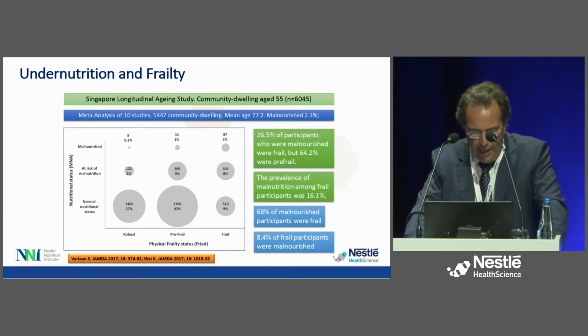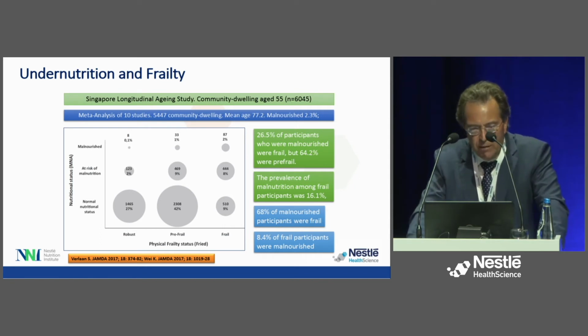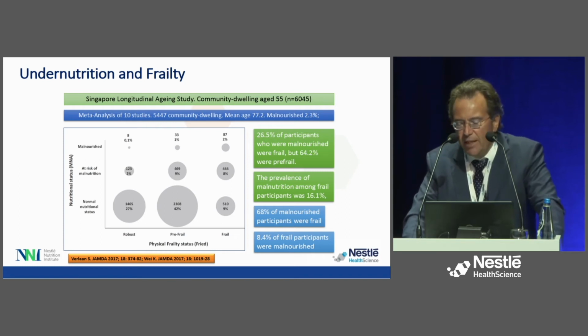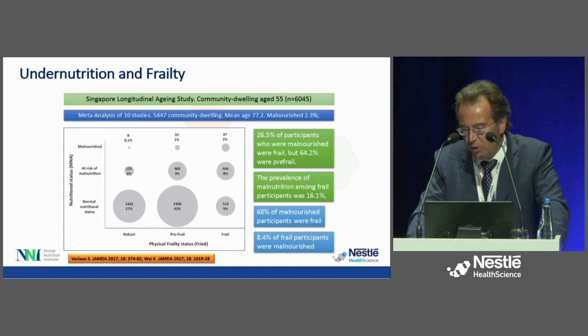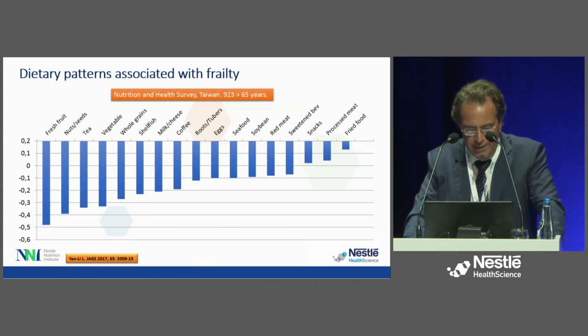And in the same year, a meta-analysis was published of 10 studies with almost 6,000 community-dwelling older adults. And they stated that 68% of malnourished participants were frail, and that 8.4% of frail participants were malnourished. So again, they are related, but they are not the same.